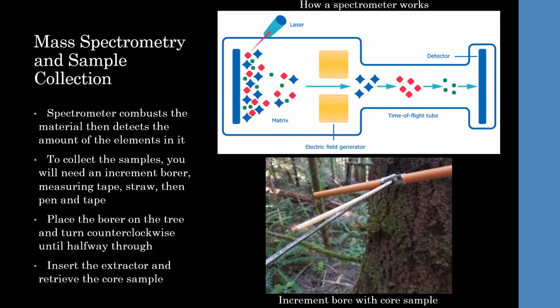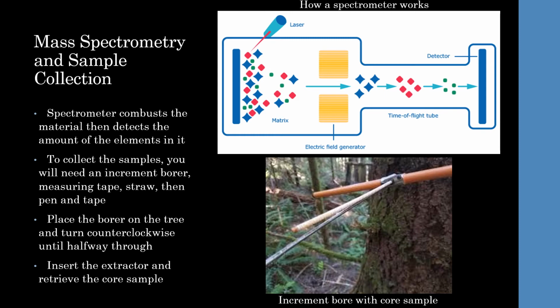Once you're done taking any more samples, you must dry them out. This is done by placing them in an oven at 60 degrees Celsius for 48 to 72 hours. If there was water in the sample, it would skew the data when combusted inside the spectrometer. Once fully dried, then the sample is ground into a powder and is ready to go.